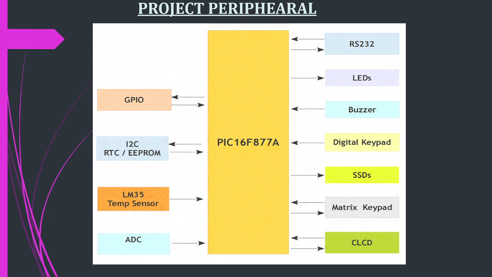the matrix keypad consists of push button switches located at the row and column intersections of the grid or matrix. Then GPIO. GPIO stands for General Purpose Input Output. It is a port that handles both incoming and outgoing digital signals. The temperature sensor is used to measure the temperature. ADC is used to convert an analog signal to digital form so that it can be read and processed by the microcontroller.